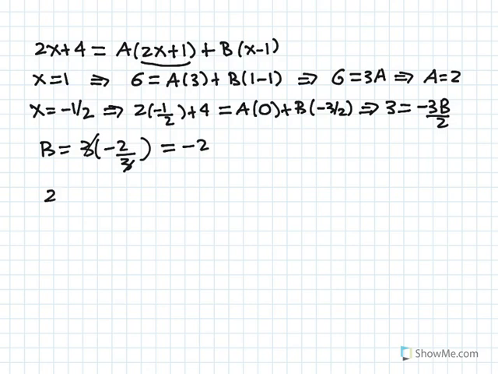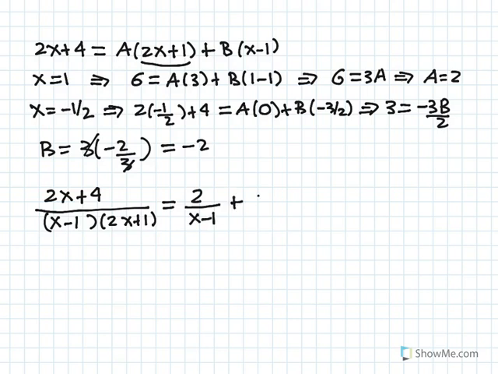So we have written this fraction (2x + 4) divided by (x - 1)(2x + 1). We applied partial fraction decomposition, and we write this as A divided by (x - 1) plus B divided by (2x + 1). And we found A to be 2, so 2 divided by (x - 1) plus B, which is negative 2, divided by (2x + 1).